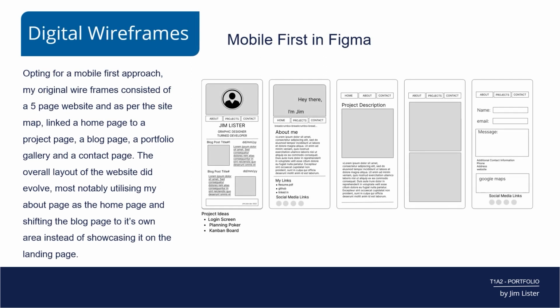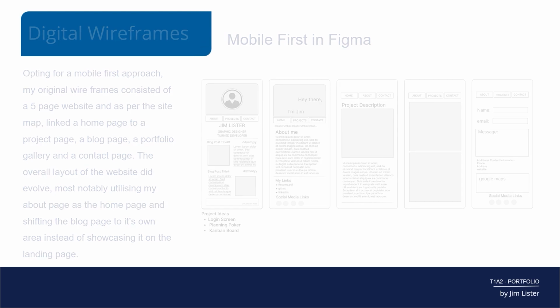Digital wireframes. Opting for a mobile-first approach, my original wireframes consisted of a 5-page website, and as per the sitemap, linked a homepage to a project page, a blog page, a portfolio gallery, and a contact page. The overall layout of the website did evolve, most notably utilizing my About page as the homepage and shifting the blog page to its own area instead of showcasing it on the landing page.